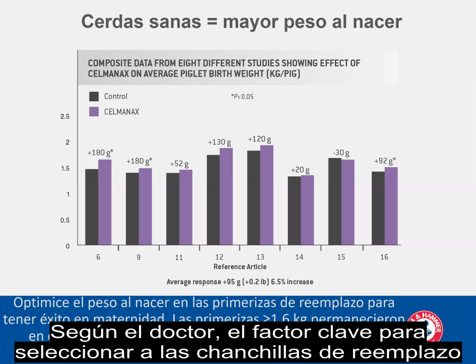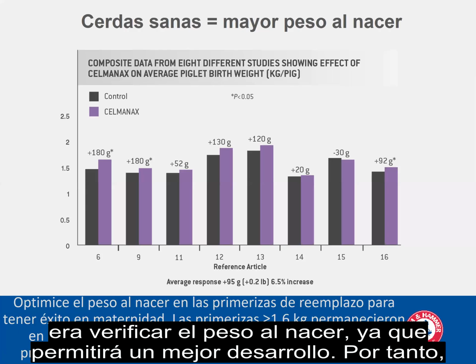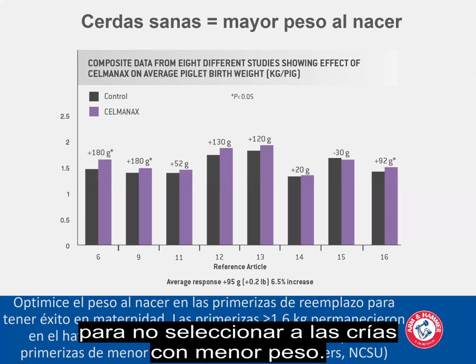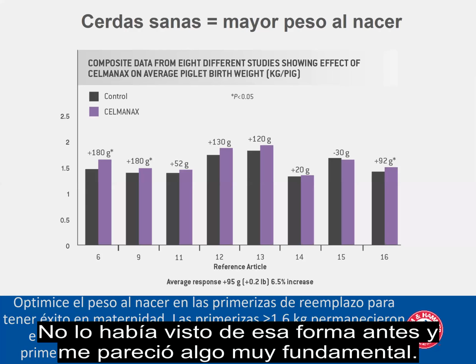So really the key factor that he indicated when selecting your replacement gilts was to look at birth weight, not necessarily the selection later on before they're going in to be developed into the gilt development unit, but actually go ahead and use birth weight as a selection criteria to eliminate some of those lower birth weight pigs. I thought that was something that I hadn't heard before and thought that was really key.